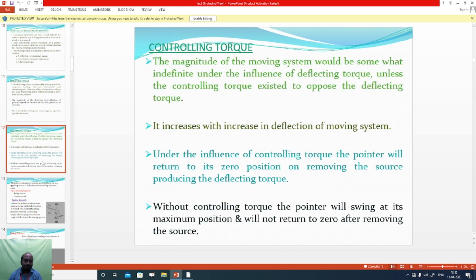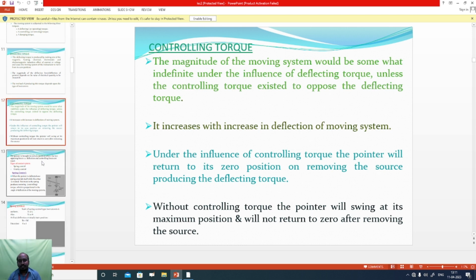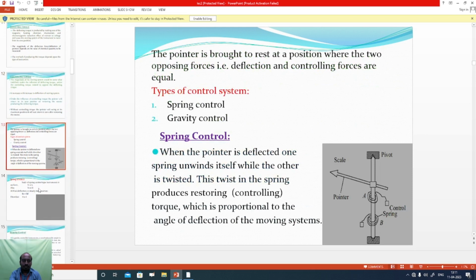While the controlling torque is produced by the controlling spring action, which is called spring control or gravitational control. It is used to make the pointer rest at a steady state position. Without the controlling torque, the pointer will not return to its zero position on removal of the source producing the deflecting torque. Otherwise the pointer will swing to its maximum position and will not return to zero. To make that happen, we are using a controlling torque.